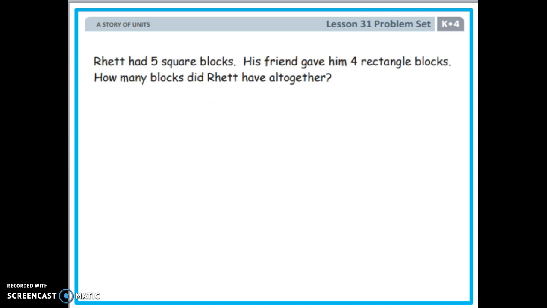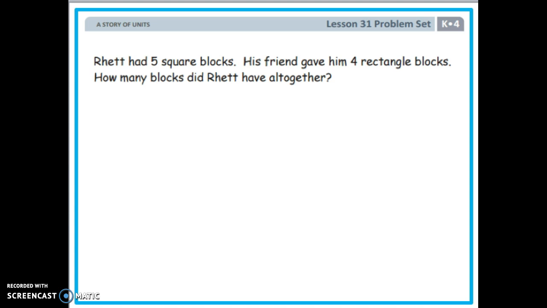Okay, boys and girls, we're on the next question. So if you didn't finish the last one, please pause and finish. Rhett had 5 square blocks. His friend gave him 4 rectangle blocks. How many blocks did Rhett have all together?